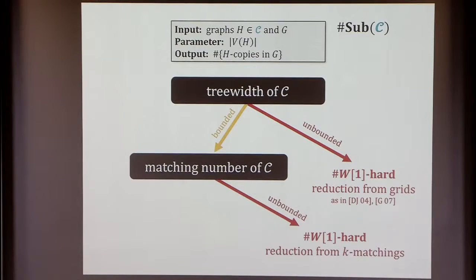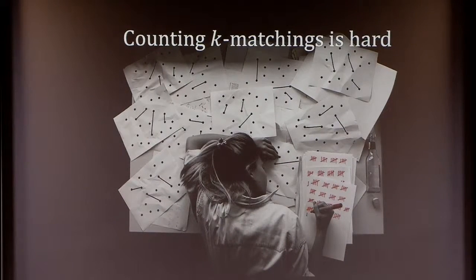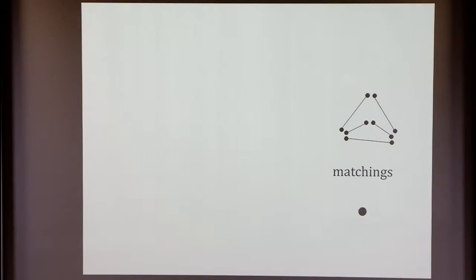The next step is we have bounded tree width, and we have unbounded matching number. So then the reduction is from counting K matchings. And I'll first show that counting K matchings is actually hard. And this is a slide that I've been reusing for the past 3 years now. It's showing a person who tried to count 3 matchings and collapsed over the task because it's hard, which is what I'm going to show now.